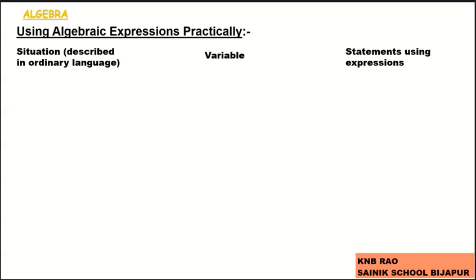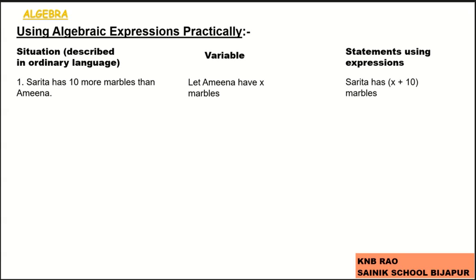Coming to the first situation, Sarita has 10 more marbles than Amina. Now in this situation, you are supposed to express this using some variable. For that, let Amina have x marbles. Thus, Sarita has x plus 10 marbles because Sarita has 10 more than Amina's. So, that is the way we discussed.